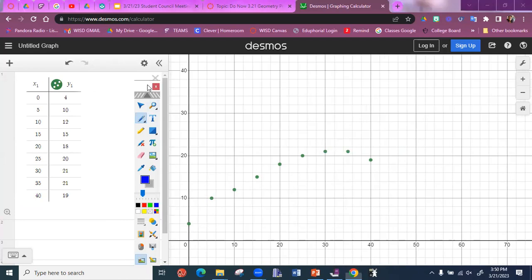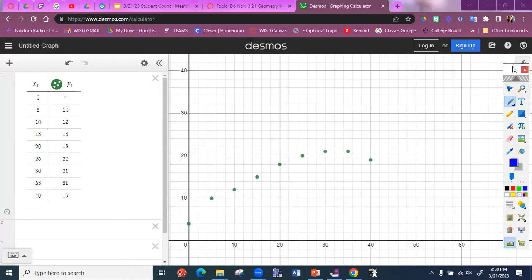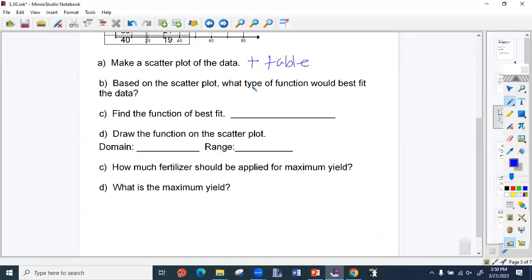All right, looking at what we have here, what is happening? It's going boom, boom, boom. So what do we call that? A quadratic. We have an upside down parabola happening here, right? So it says, based on the scatter plot, what type of function do we have? We have a quadratic.